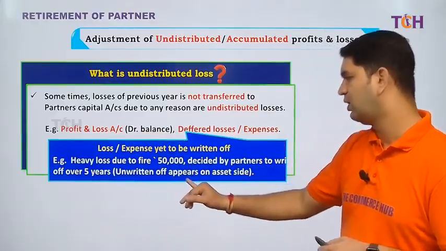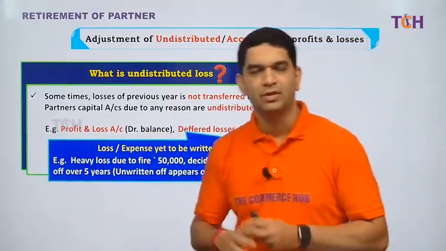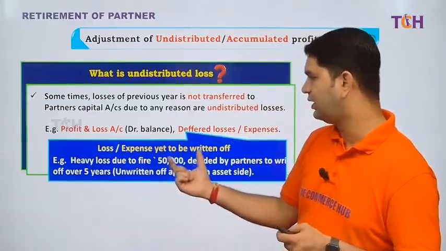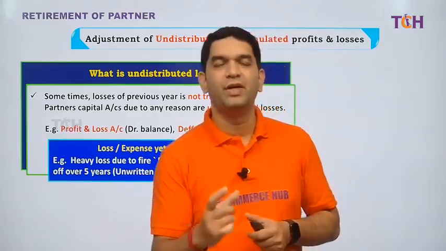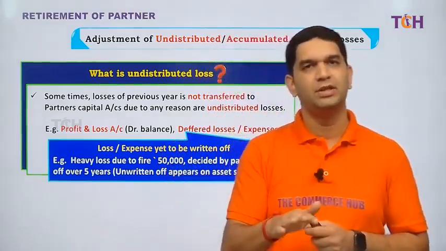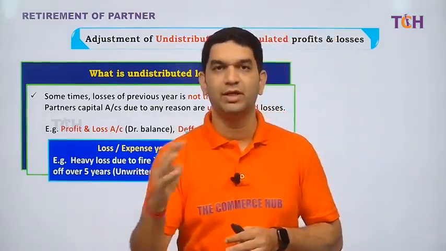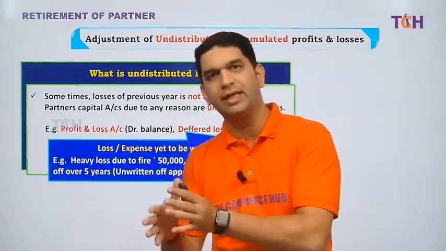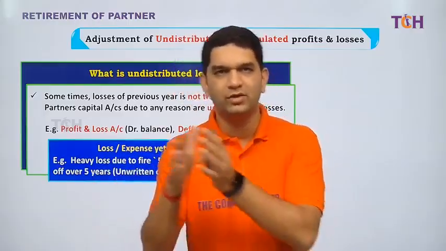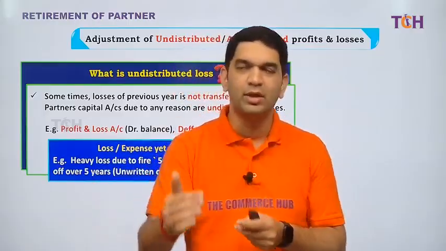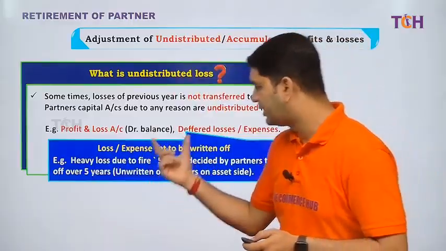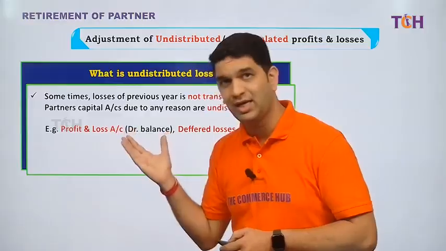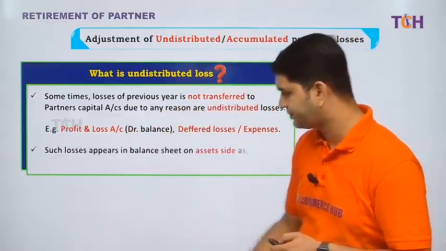So the unwritten off amount appears on the asset side. If we have a heavy loss of 50,000 due to fire and we write it off over 5 years, in the first year we write off only 10,000, so the 40,000 unwritten off amount we record on the asset side. Then again 10,000 is written off, then 30,000, then 10,000, 20,000 on the asset side, and so on. So these are the deferred expenses or losses we have. Such amounts are undistributed losses.